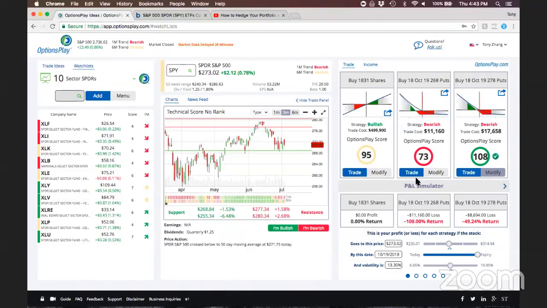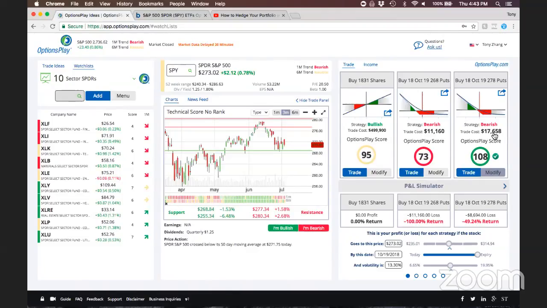As you can see on the cheaper hedge, I'm actually losing $11,000 because I'm buying an out of the money put. Every single dollar that I'm paying for is extrinsic value or time value, and I lose all of that if the market doesn't move significantly lower. So I'm actually going to lose $11,000 if I bought the cheaper hedge.